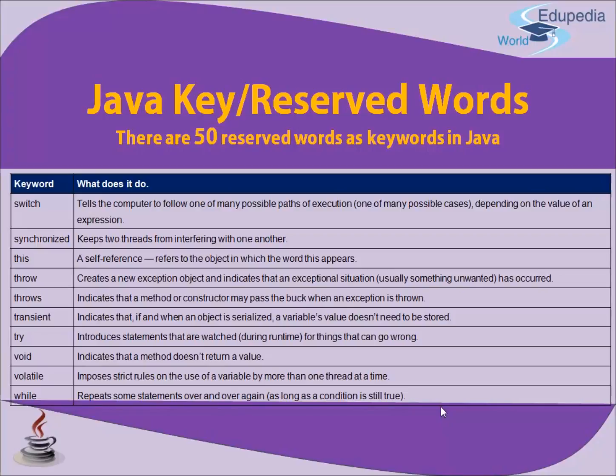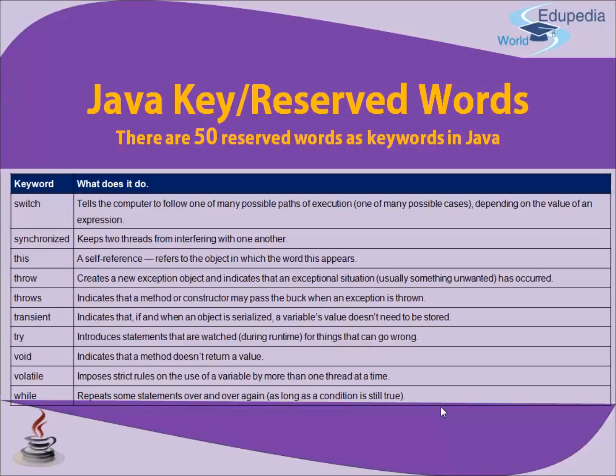Then you have try, which introduces statements that are watched during runtime for things that can go wrong. Runtime basically means that when you run the program and you are operating the program, this is known as runtime. That means the program is loaded into memory, that is known as runtime.